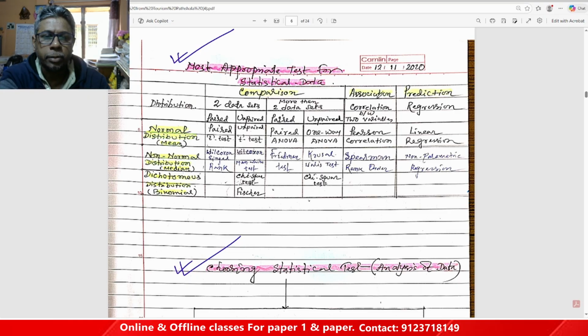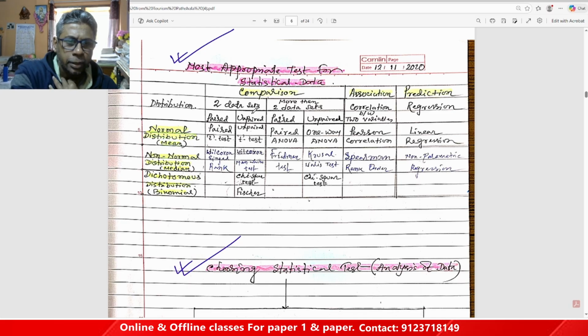Here is the most appropriate test for statistical data. In the case of comparison with normal distribution and two data sets, we use the t-test. With normal distribution and more than two data sets, we use ANOVA, paired ANOVA or overall ANOVA. In the case of non-normal distribution, two data sets, paired sample, we use the Wilcoxon signed rank test. And in the case of non-normal distribution, unpaired data, we use the Mann-Whitney test.